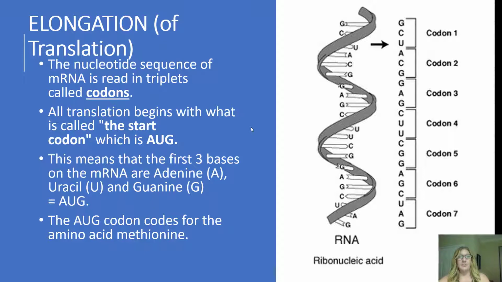Once that occurs, elongation can begin. Elongation involves reading the nucleotide sequence of RNA. It reads it as a triplet called a codon, and you can see that here in this figure. All translation begins with what is called the start codon. So all of them will start with the AUG codon. This means that the first three bases on the mRNA are adenine, uracil, and guanine, which is AUG. And the AUG codon is going to code for the amino acid methionine.